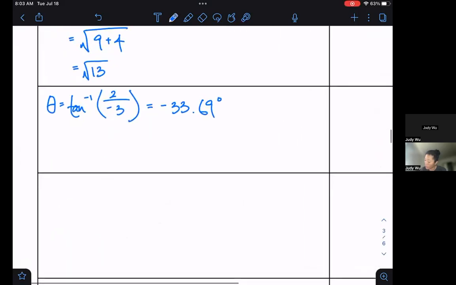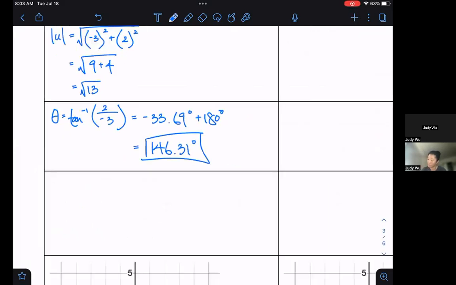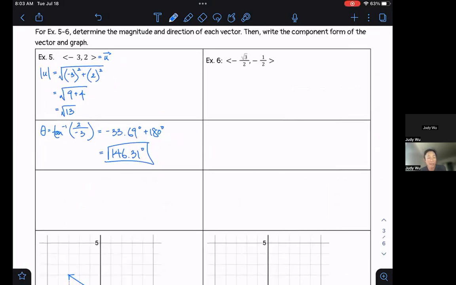So we need to be a little bit smarter than the calculator. We need to add 180 because of the quadrant we know it's in, and we will end up with 146.31 degrees. Okay, so if someone asks you the magnitude of your vector, fine, plug it into the Pythagorean theorem. But if someone asks you about your angle, your direction, you really have to make sure that your angle measure, whatever the calculator gives you, matches your diagram, okay?